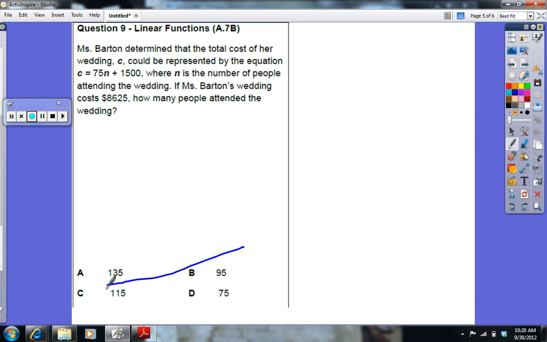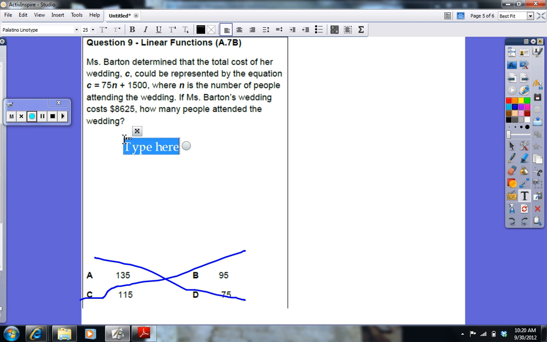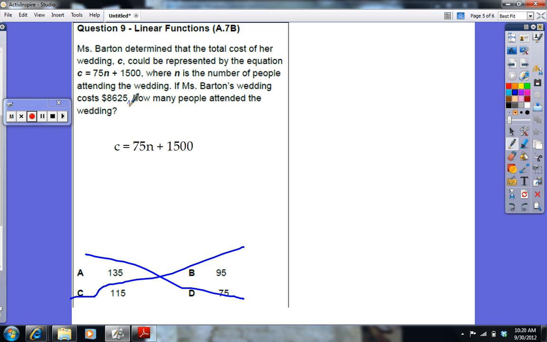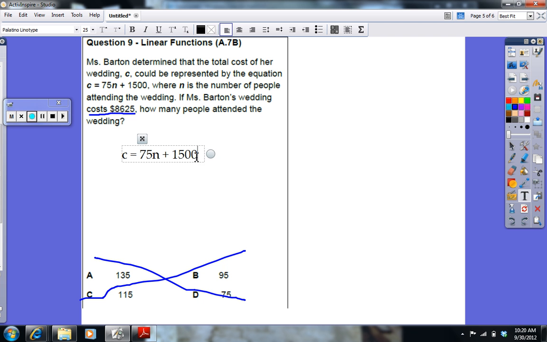So let's pretend like these answer choices are not given to us. We have an equation. We know that's probably important. And they tell us that the cost of the wedding is $8,625. Numbers are usually important in math problems, and it's true in this case that the cost we can use to replace C in our equation. So instead of writing C, let's put that number in there. 8625 equals 75n plus 1500.